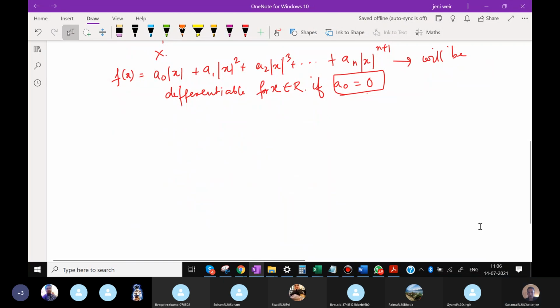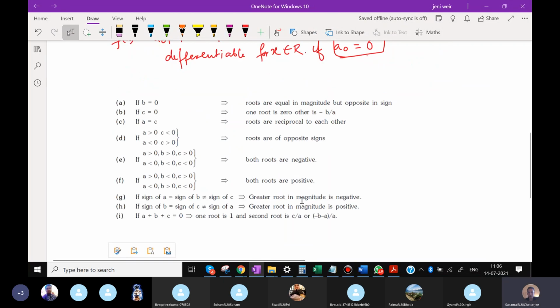Now, if you have a quadratic which has real roots, then the important conditions that can be applicable are this: if A equal to C, roots are reciprocal to each other. This one is important. That means if A and C are of opposite signs, the roots are of opposite signs because alpha into beta is C by A. So if A and C are of opposite signs, the roots are of opposite signs.